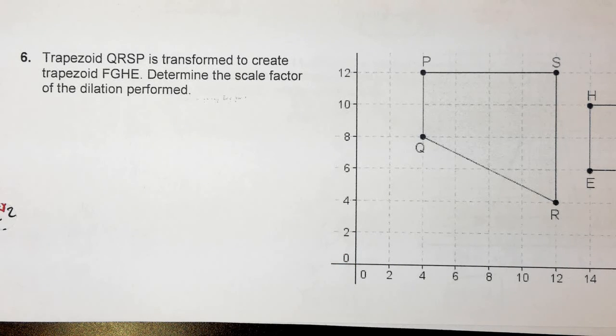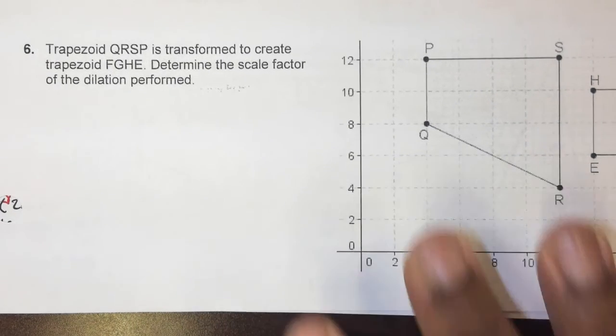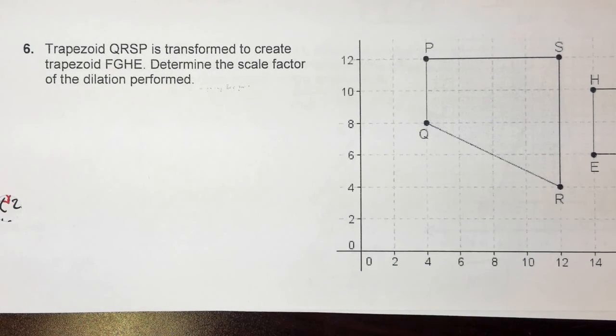Hey, number 6, it's on the practice sheet. Number 6, you got 2 images on the graph, and they want you to find scale factor. Whenever you find a scale factor on the graph, it's a little bit different. On the graph, when you find a scale factor, you want to go image over pre-image. But let's talk about this first. Let's read it. It says trapezoid QRSP is transformed to create trapezoid FGHE. Determine the scale factor of the dilation performed on this one.